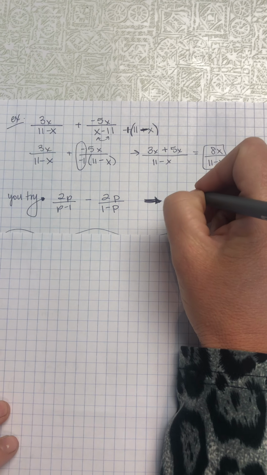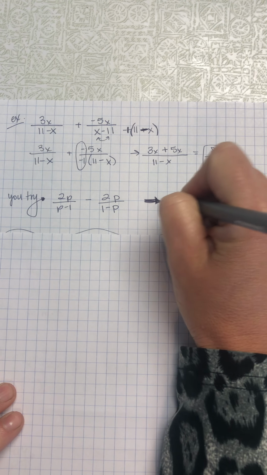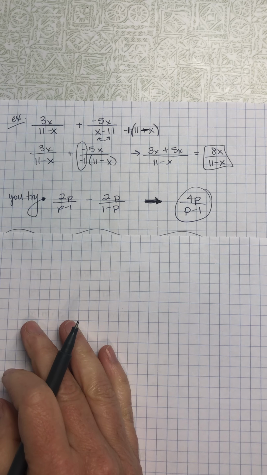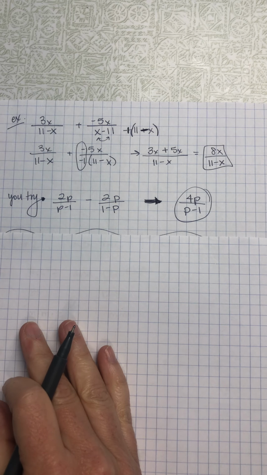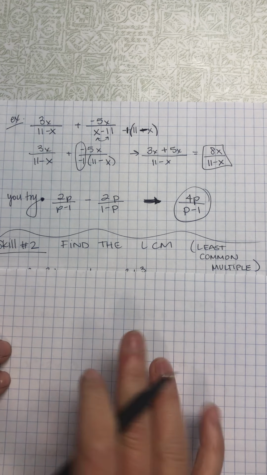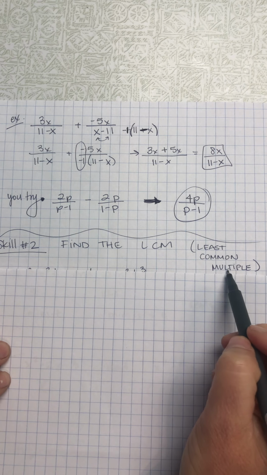You should get, pause it if you need more time, 4p over p minus 1. Skill number 2: find the LCM, the least common multiple.